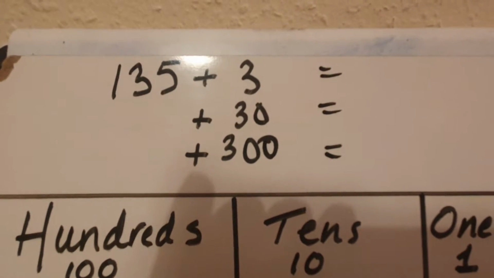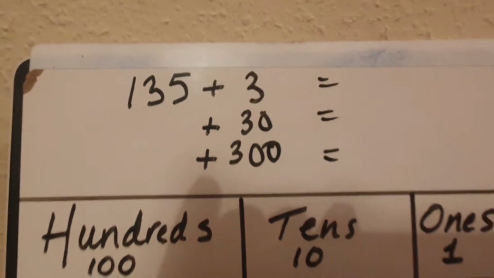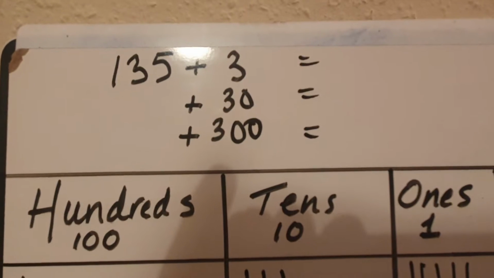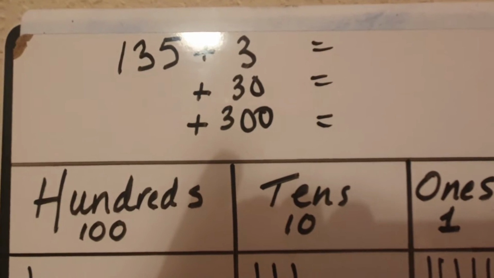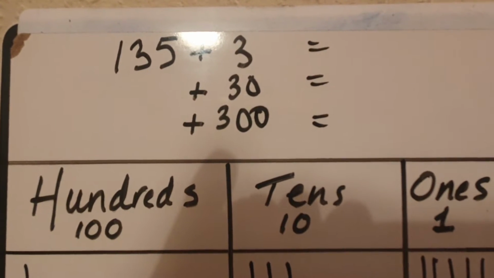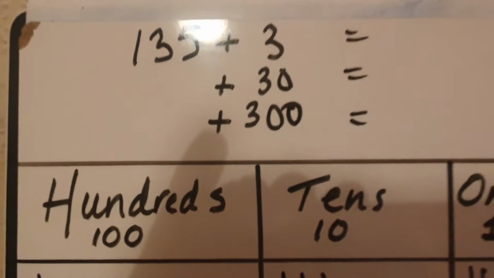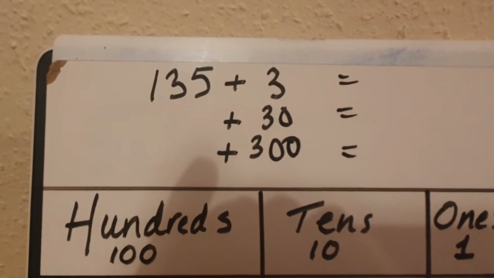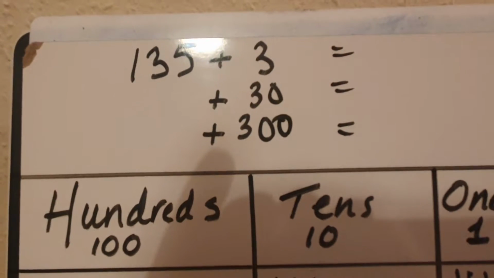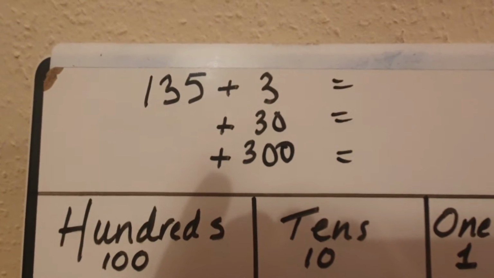And you might think, oh, they look really easy. And it might be to begin with, but what we're doing is just building up that knowledge, okay? And using models to help us. So it's good to go back to basics. So you can see I've got 135, add 3, add 30, add 300.